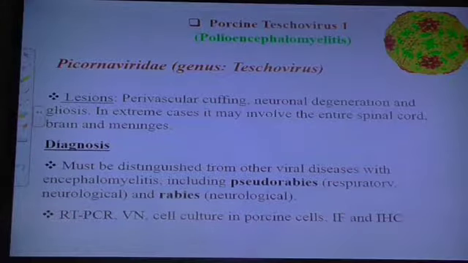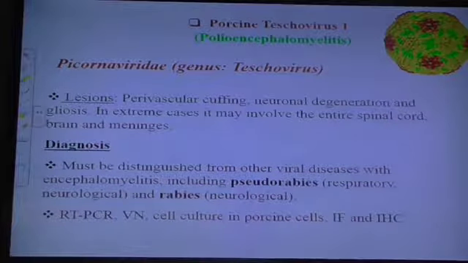The lesions are common to lesions of viruses that infect the brain and spinal cord, and these include the necrosis, the vascular cuffing, recruitment or infiltration, if you want, of inflammatory cells into the brain, and meninges.